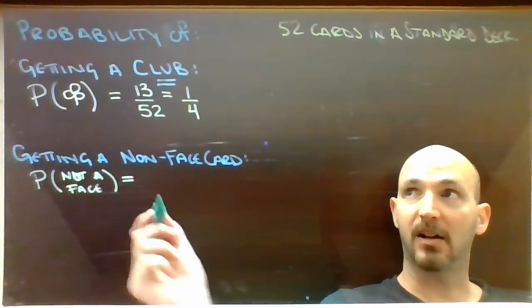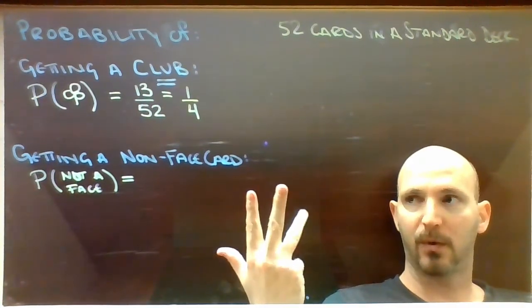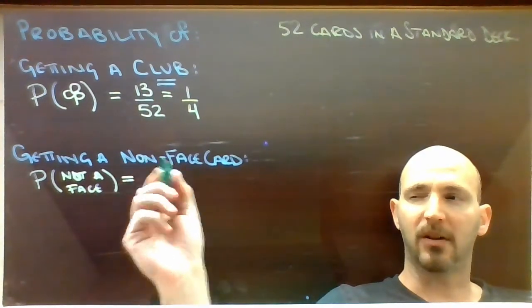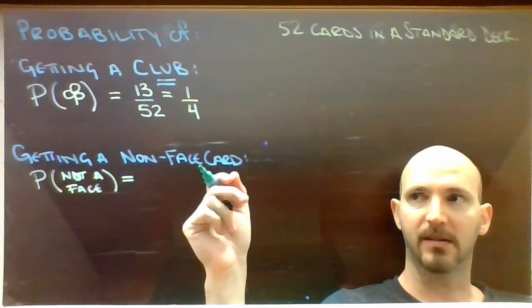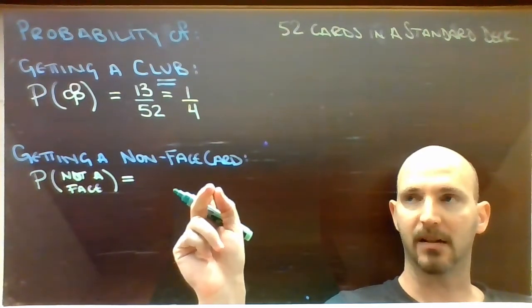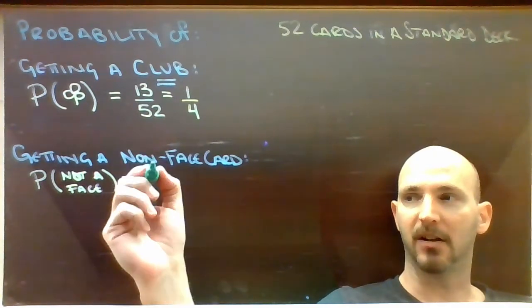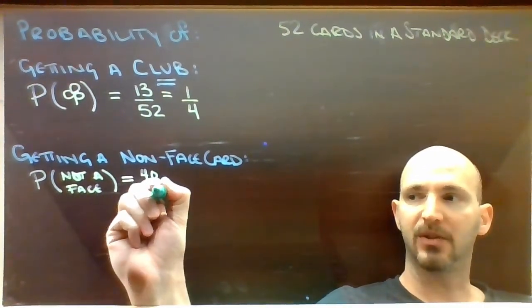So not a face card. So there's the ace, the 2, the 3, the 4, the 5, all the way up to 10. So there are 10 cards in hearts that are not face cards, and there are 10 diamonds that are not face cards. And there are 10 clubs that are not face cards and 10 spades that are not face cards, for a total of 40 out of 52 cards.